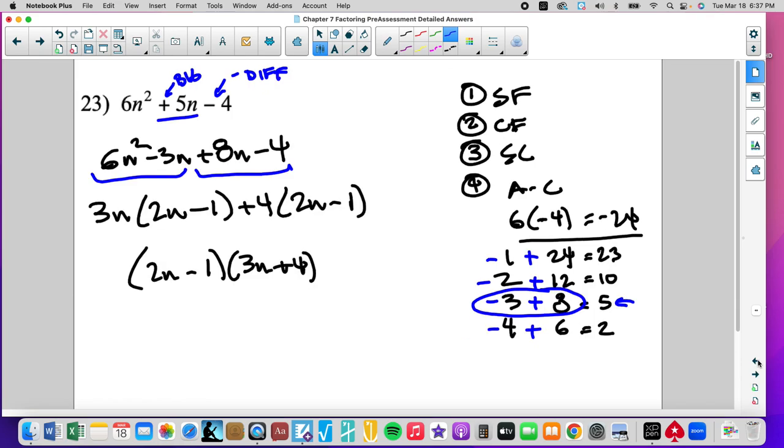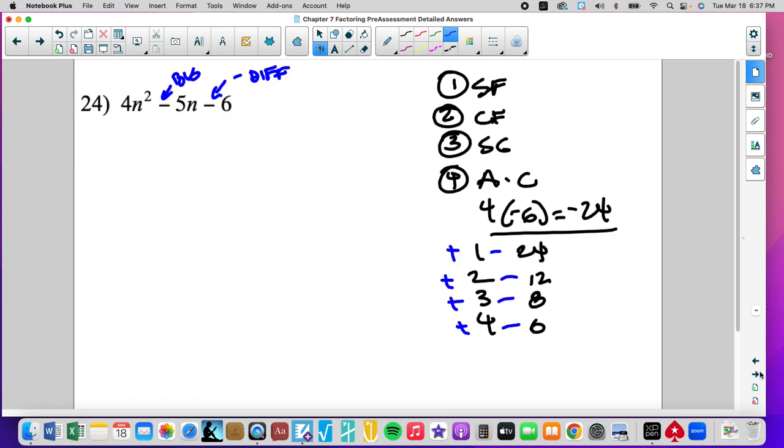Was that the case in the other one? No, bigger was positive on that one. So what do we get? We get negative 23, negative 10, negative 5, and negative 2. Again, negative 5. Well, not negative 5. Again, 5 is my middle term.